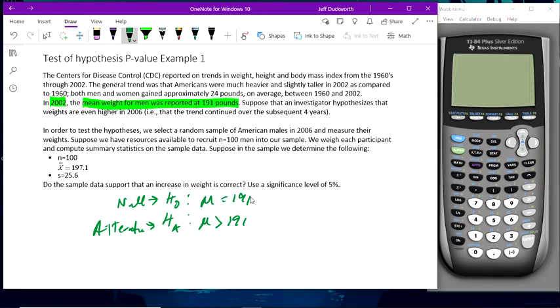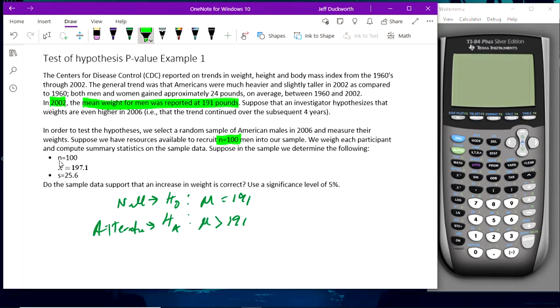All right, so we're given the set of summary stats here. So they ran in 2006. Suppose we have resources available to recruit N is 100 men into the sample. We weigh each participant and compute summary statistics on the sample data. Suppose in the sample we determine the following.